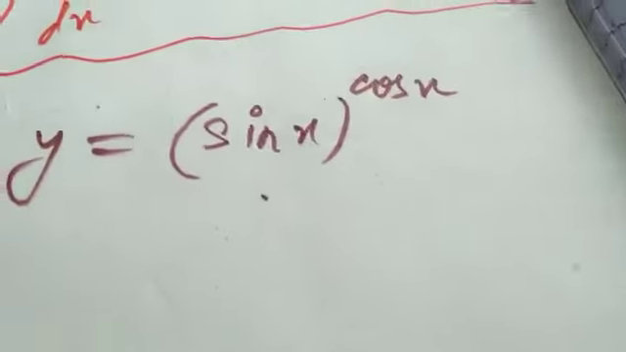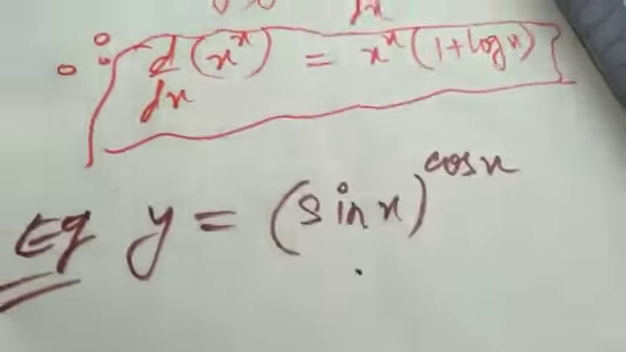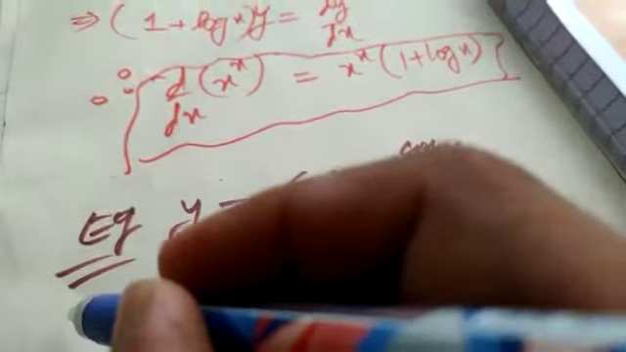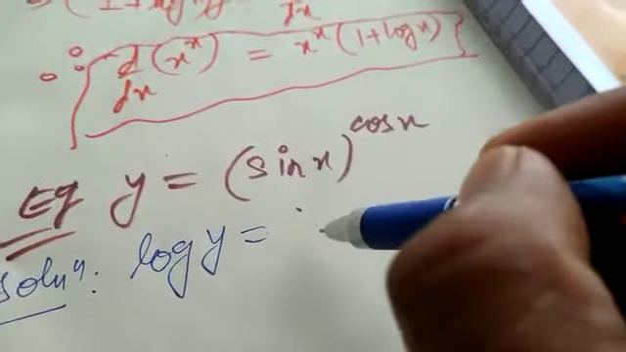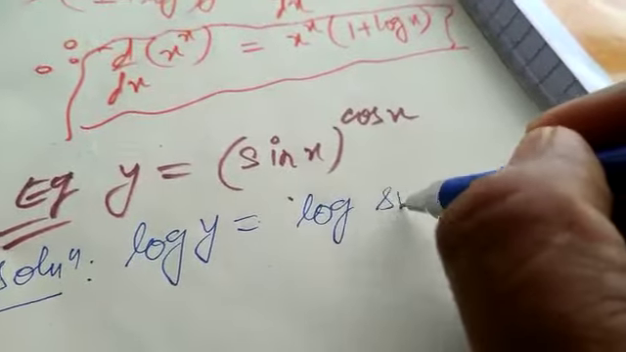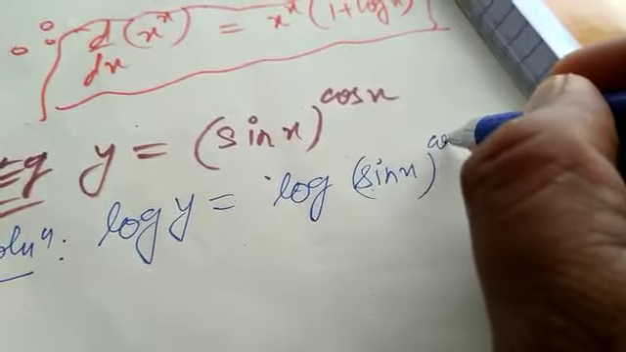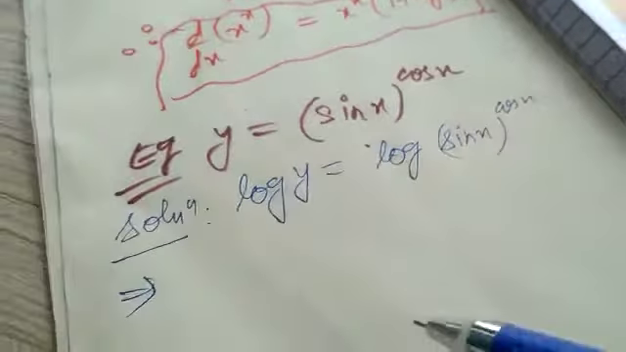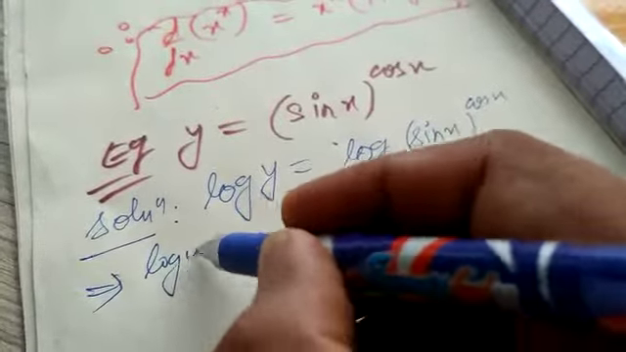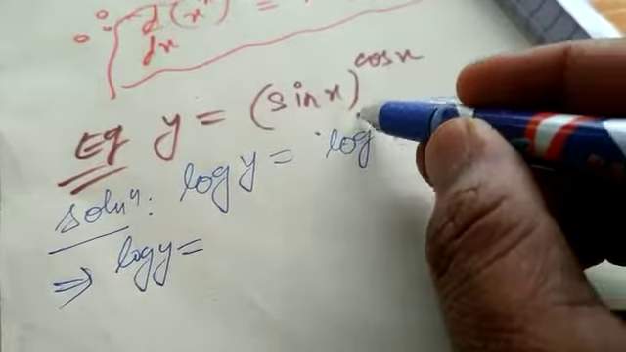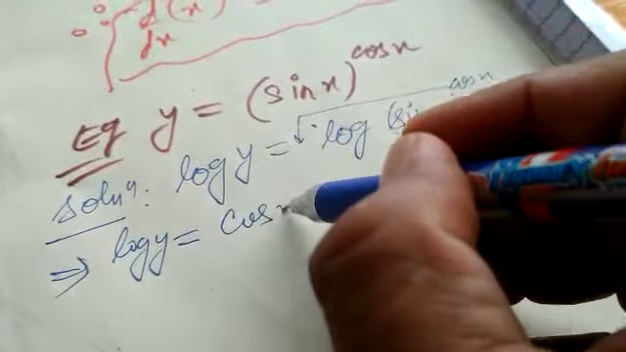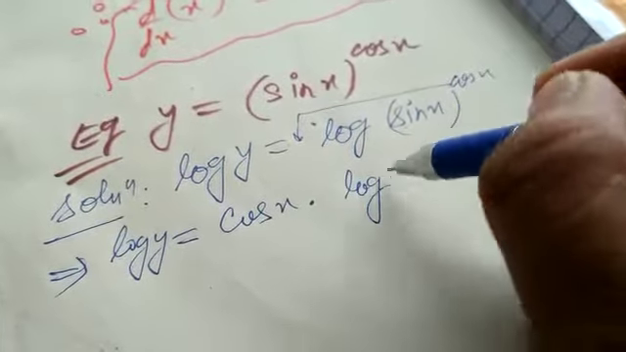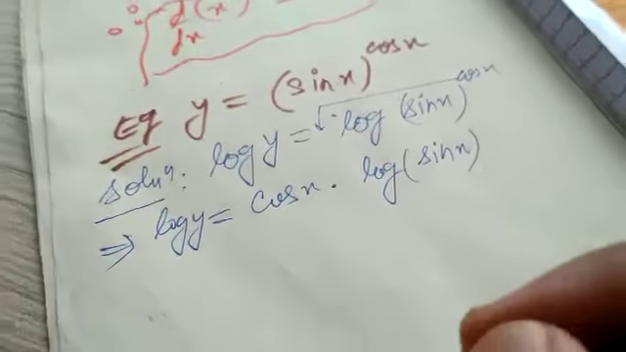So how will you solve it? We will take one variable, this y has been taken, and we will apply log. Applying log on both sides, log y is equal to log of sin x to the power cos x. This implies log y equals cos x times log sin x, because the cos x comes down and sits beside log sin x.